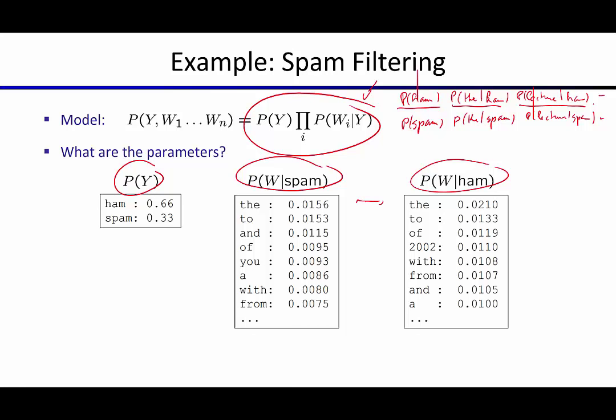So you can see here that "the," because it's slightly more likely with ham than with spam, will slightly favor in this calculation that it might be ham. Lecture is not in this list. I don't know where it would end up, but each one of those words contributes by their probability ratio, not directly by their probabilities.